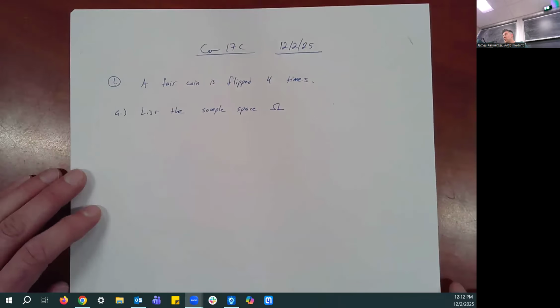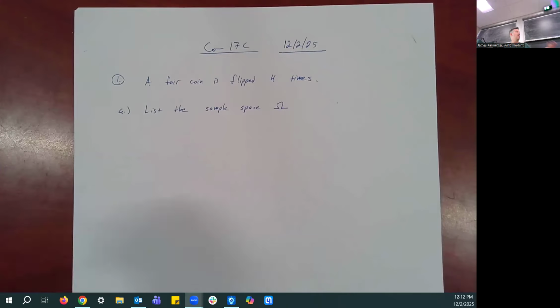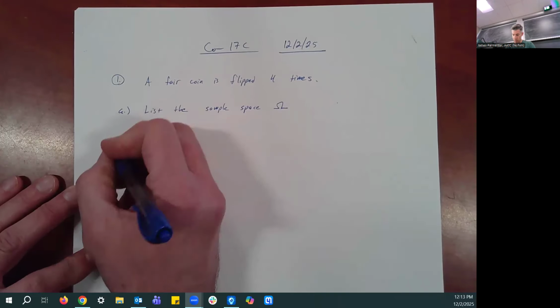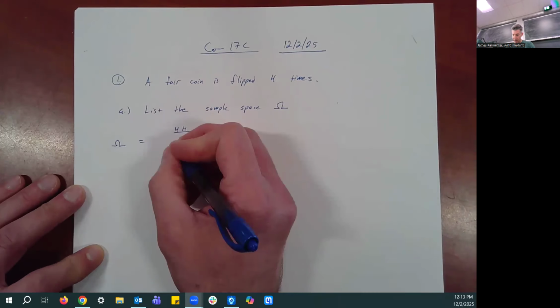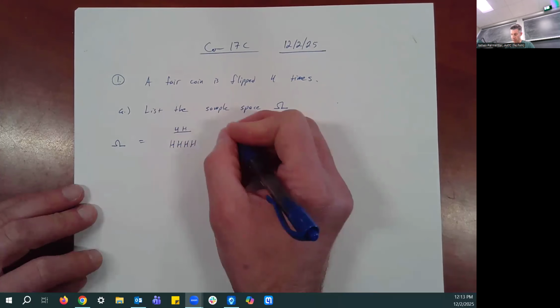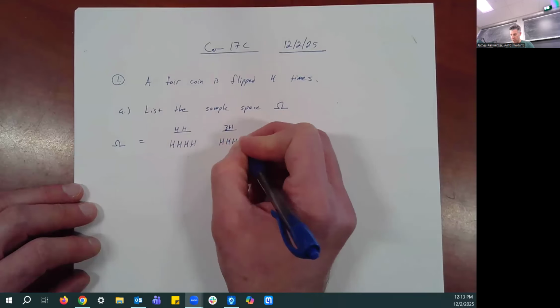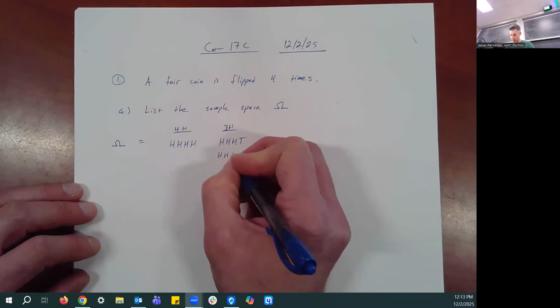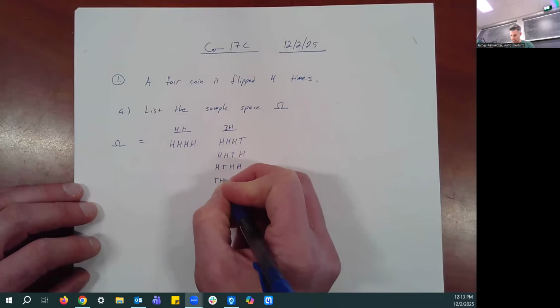It's usually a good idea to be systematic about it. So I'm going to start listing the sample space by thinking about the number of heads I get. For example, we could get 4 heads, which would be heads on the first, second, third, and fourth flip. We could get 3 heads, like the first 3 flips are heads and the last one is tails. Or the first 2 are heads, then tails, then heads, or heads, tails, heads, heads, or tails, heads, heads, heads.